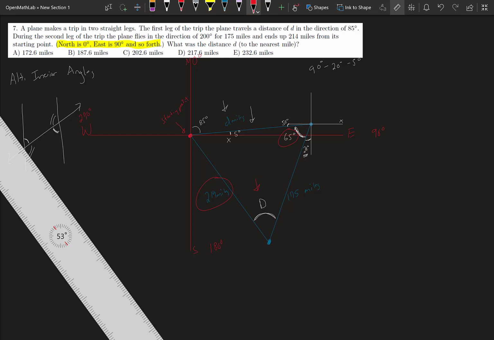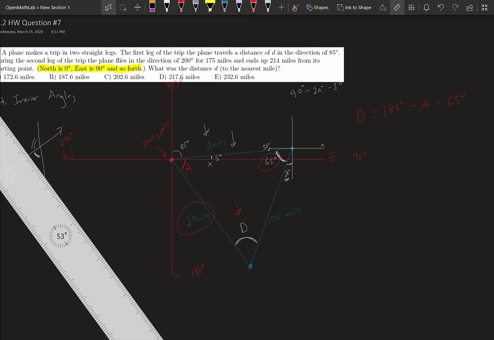However, if I know this angle, maybe we'll call this angle A. If I can find angle A, then angle D is going to be equal to 180 degrees minus A minus 65 degrees, right? Because the sum of all the angles in the triangle should be 180 degrees. So that's another thing I'm thinking about.